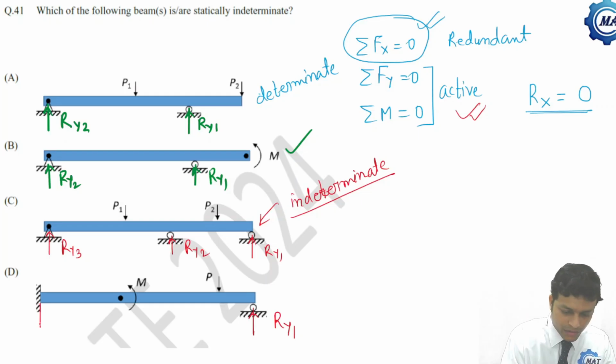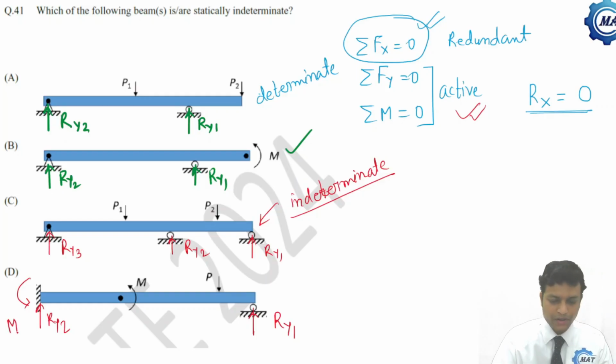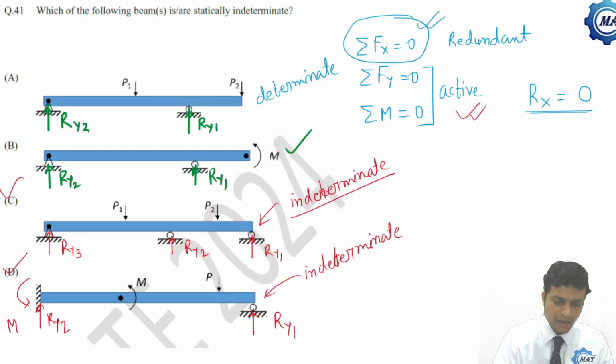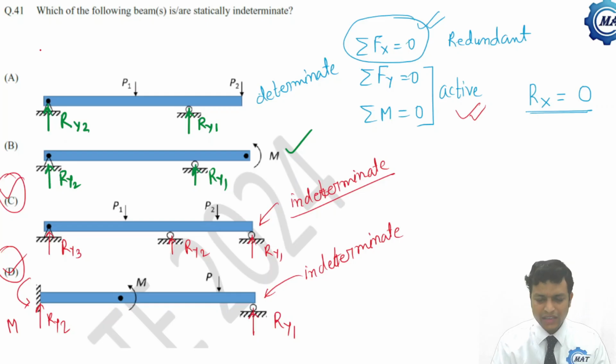Now the fourth one: here Ry1, here also, this is a fixed support, Ry2 and 1 reaction moment. Sorry, here also there are 3 unknowns. So this is also indeterminate. So these two beams, C and D, are statically indeterminate. So the answers will be C and D. These things we have done several times in our full course. So whoever has confusion, I suggest you go through my full course.